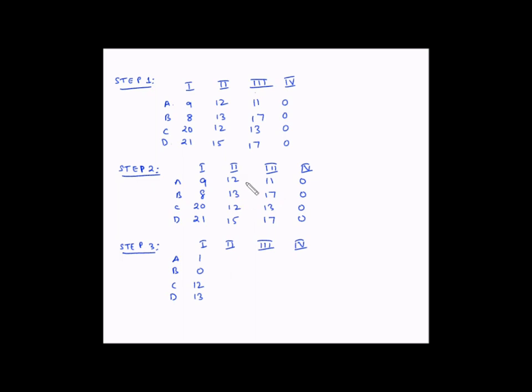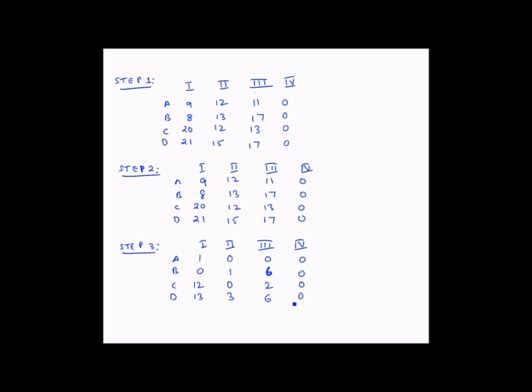Same for the second column. So the minimum is 12. So let's deduct 12 from each of the numbers. So we get 0, 1, 0, 3. Same way for the third column. The minimum number is 11. So after deducting we'll get 0, 6, 2, 6. And for column 4 it's already zeros, so we'll just copy the column as it is.